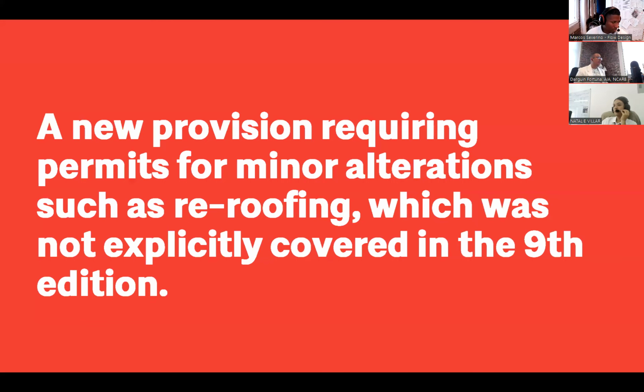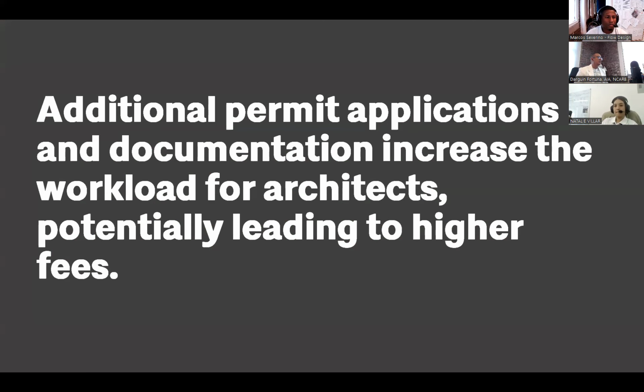So different building types now are also being included, and you're going to see more of that in a little bit. So there is now a new provision that requires building permits for minor alterations such as re-roofing. Before, you didn't even need a permit for re-roofing. You could just go take the roof down and do a new roof. Now that's clearly said. It's always been required to have a permit, by the way, but it wasn't clearly stated on the 9th edition. Now it is.